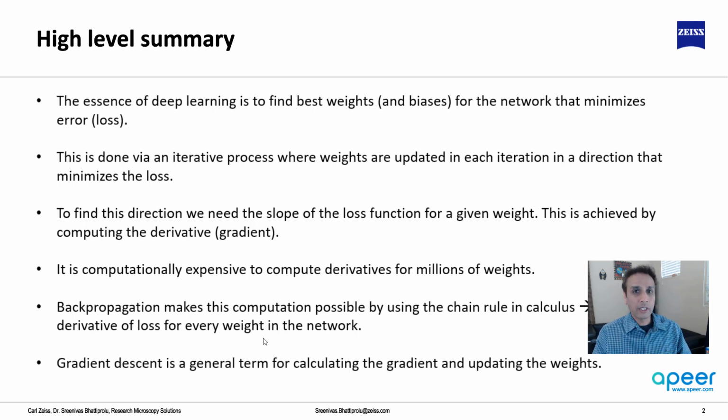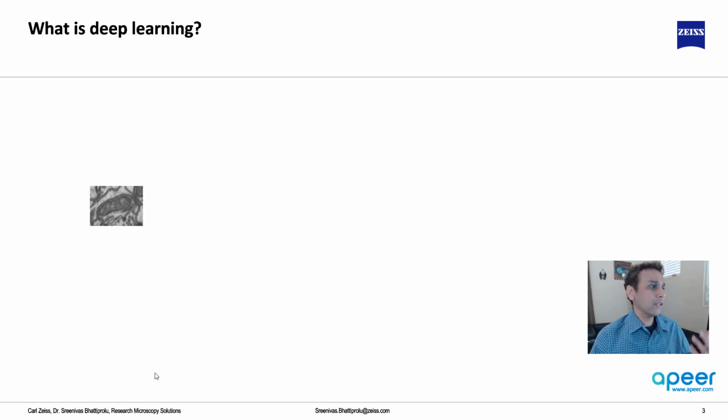Now, you'll also hear the term gradient descent. Sometimes gradient descent and backpropagation are used interchangeably. I don't see much of an issue with that, but just to give you an idea, gradient descent is a general term for calculating the gradient and updating the weights. So what are we doing? We're trying to find the gradient so we know which direction to go, and then we update the weights so we are heading in that direction, right? So that process is called gradient descent. Okay, we are descending using the gradient. That's what this is. Now let's get to the next level.